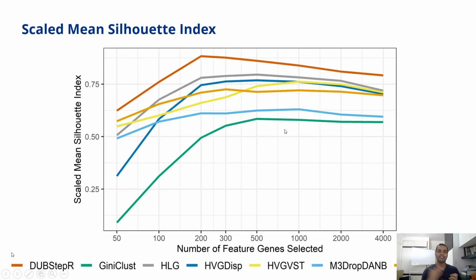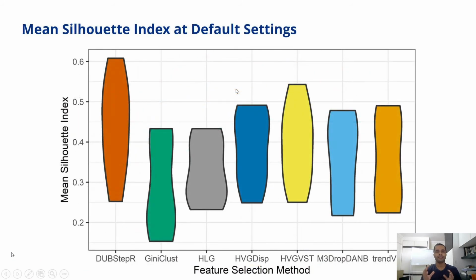By averaging silhouette index after scaling on multiple datasets, we can see that regardless of the number of feature genes selected, DUBStepR is able to, on average, outperform the existing methods. This is even without using the density index, so allowing the user to pick the number of feature genes. Then, after setting default settings, that is, after giving each method its default FDR or number of genes threshold and using the density index on DUBStepR, we see that the silhouette index for DUBStepR is still higher than the rest.